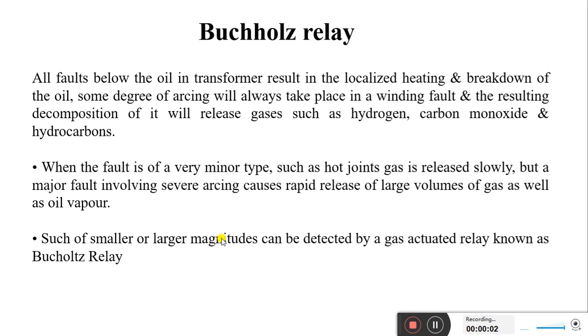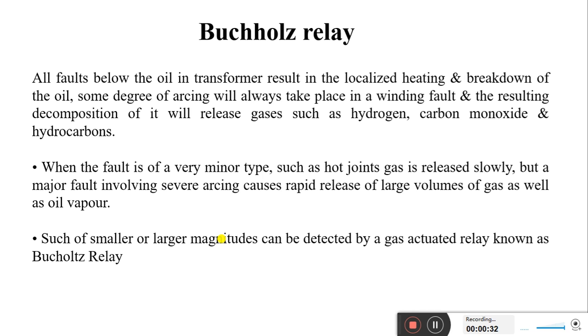So today in this class we will discuss the Buchholz relay. What is a Buchholz relay? This is the relay used for the protection of the transformer. This is basically known as a gas actuated relay. The operation of this relay depends upon the production of gas inside the transformer tank.